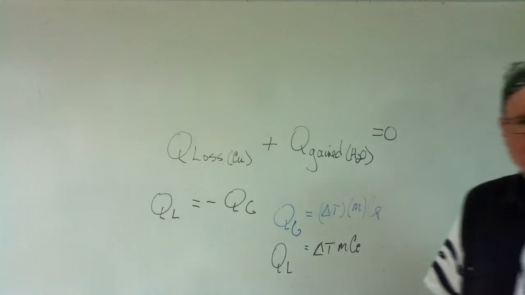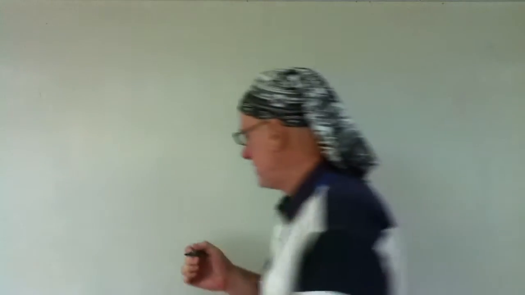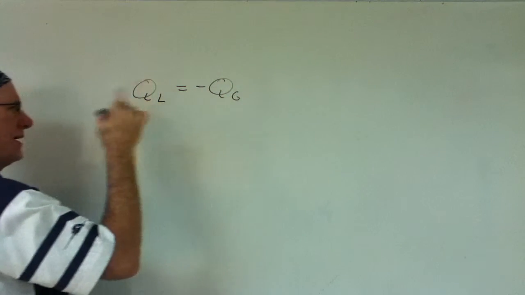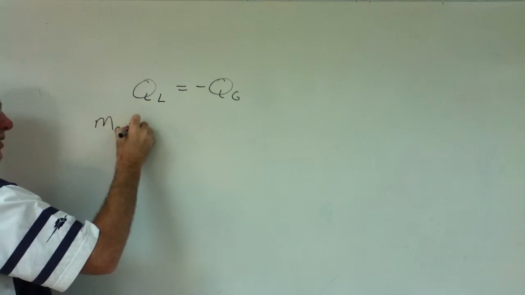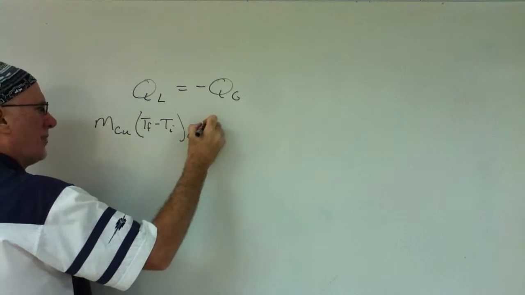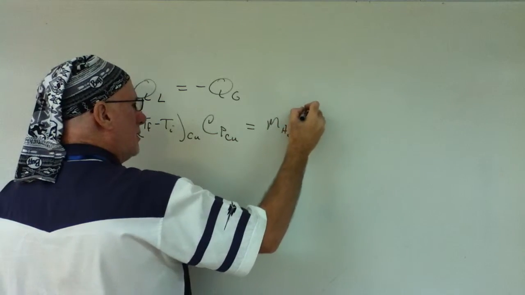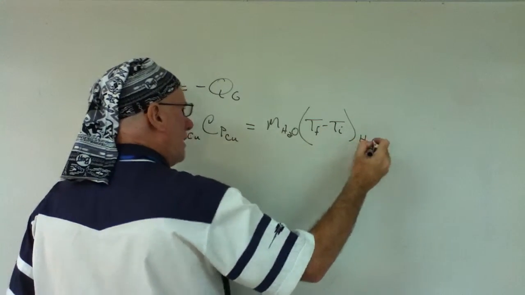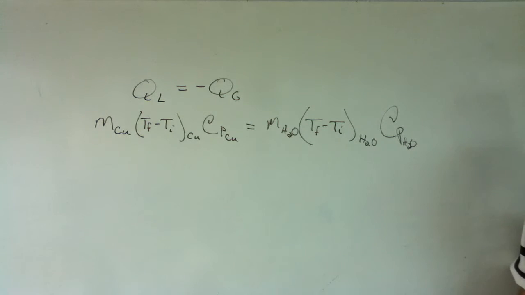Okay, good. So now, can I do some more erasing? I'm trying to fit everything on one film here. So I can say energy loss equals negative energy gained. Is that what I said? So this is the metal or the water? The metal. So the mass of the copper times final minus initial temperature of the copper times the specific heat capacity of the copper equals the mass of the water times the temperature final minus initial of the water, and then the specific heat capacity of the water. Is that all on the film? You okay with that?